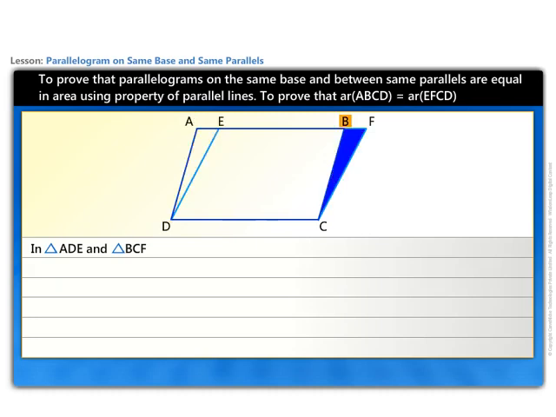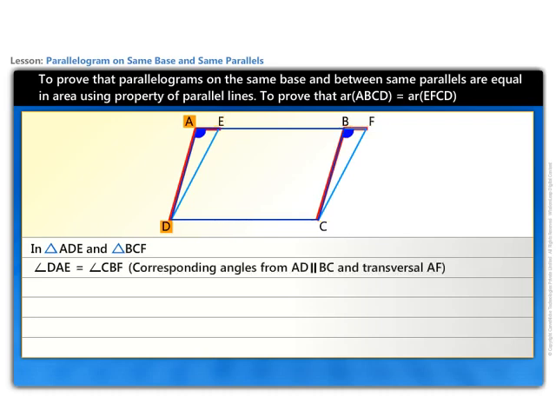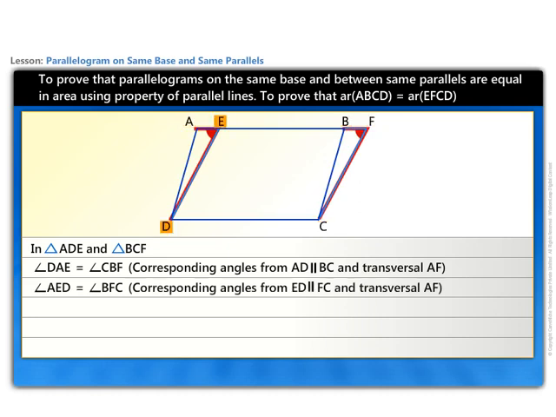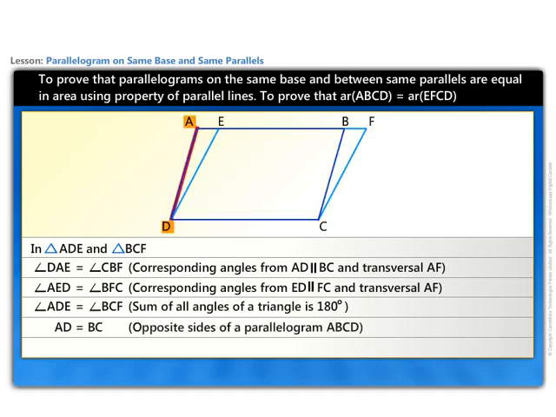In triangles ADE and BCF, angle DAE is equal to angle CBF, as they form corresponding angles when AD is parallel to BC and AF is the transversal. Angle AED is equal to angle BFC, as they form corresponding angles when ED is parallel to FC and AF is the transversal. Also, angle ADE is equal to angle BCF due to the angle sum property of a triangle. Also, in parallelogram ABCD, opposite sides AD is equal to BC.